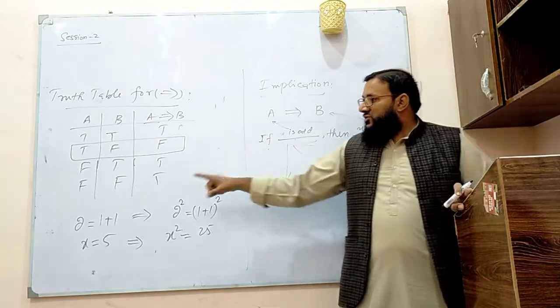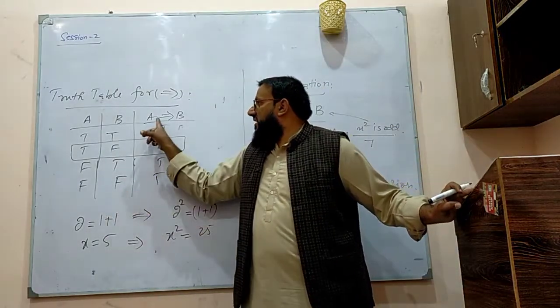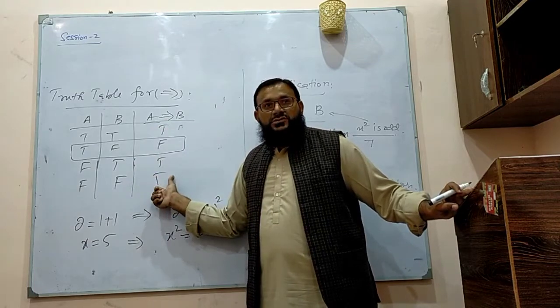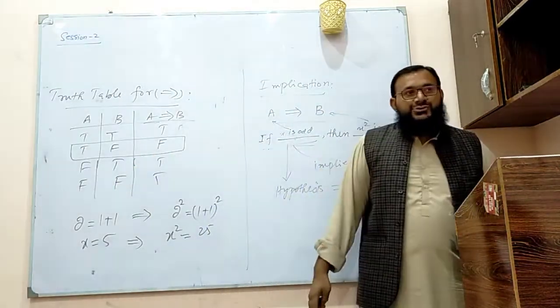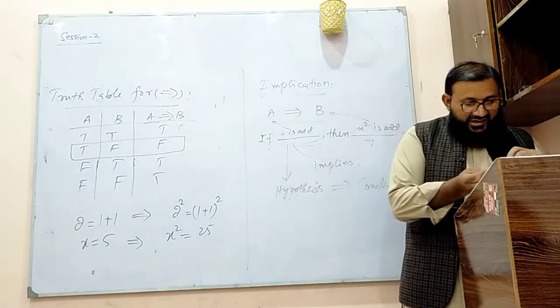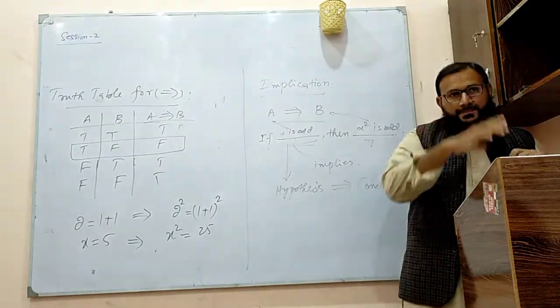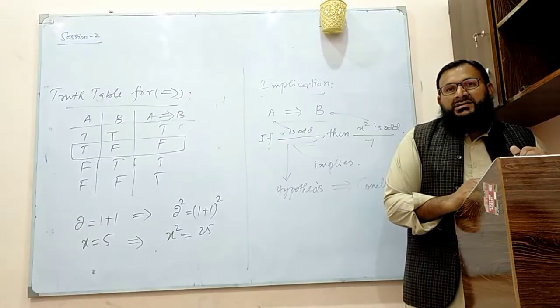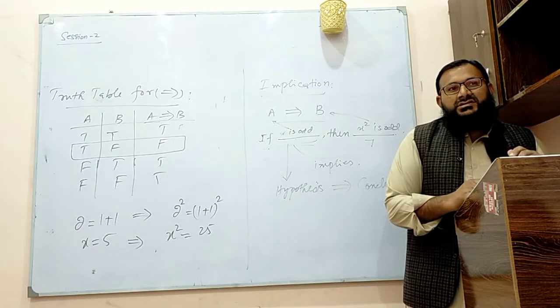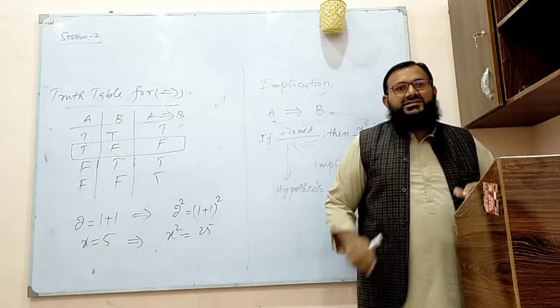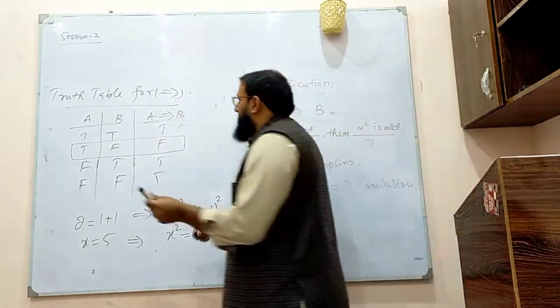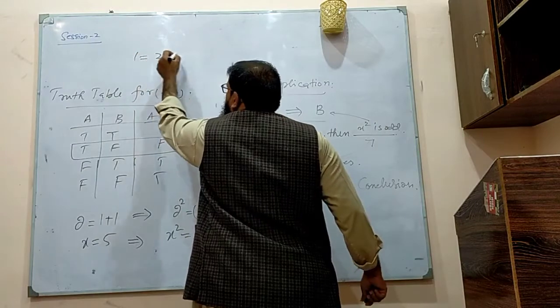When both are false, but we call the whole implication to be true. What's the example, and why? In implications, you will not see what is given to you. You will see the whole statement. I give you one piece of information.